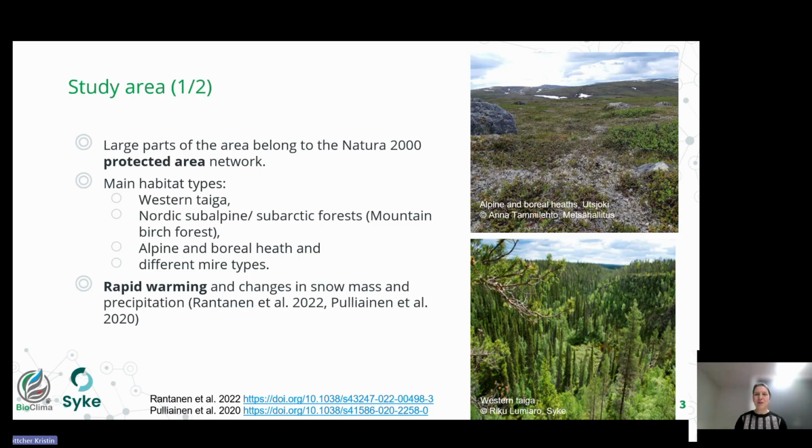So just to give you a little bit of information about the study area, what kind of nature we have there. Large parts of our area here belong to the Natura 2000 protected area network. And the main Natura habitat types are Western taiga, then we have Nordic subalpine and subarctic forests, mountain birch forests, alpine and boreal heathlands, and also different mire types. And the area is characterized by rapid warming and changes in snow mass and precipitation.